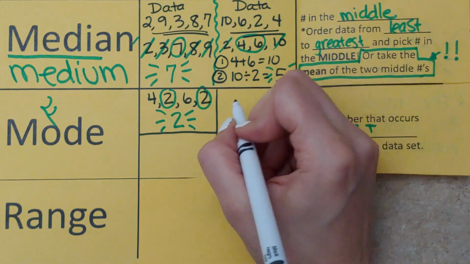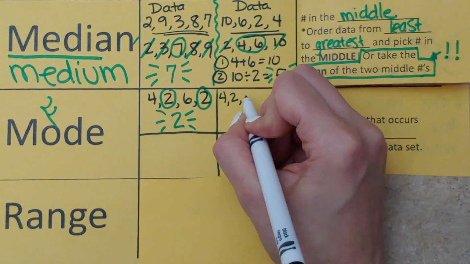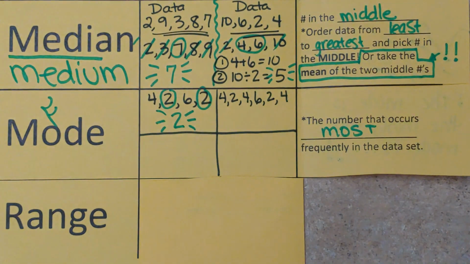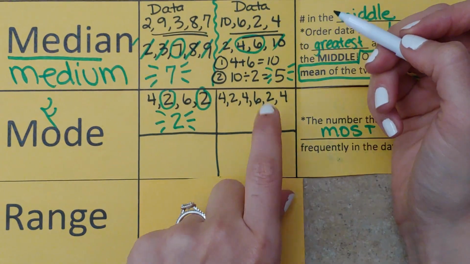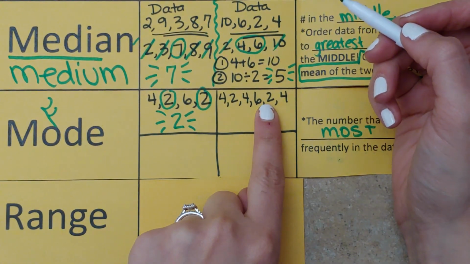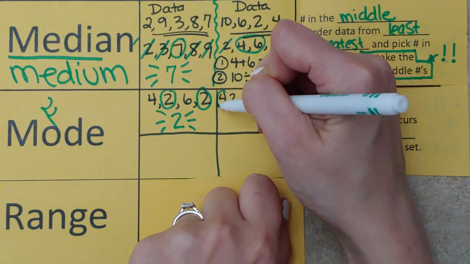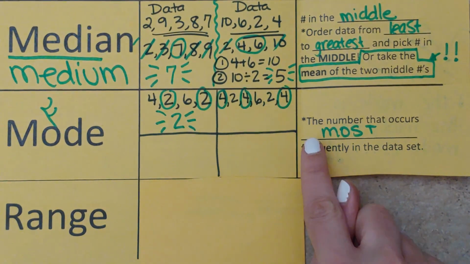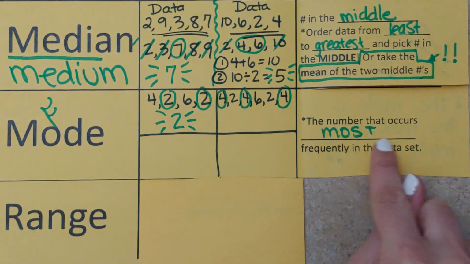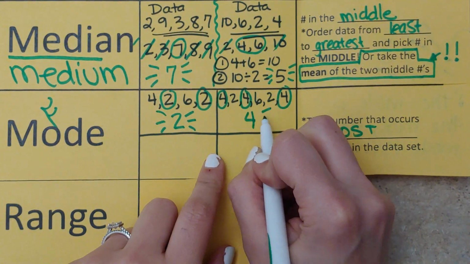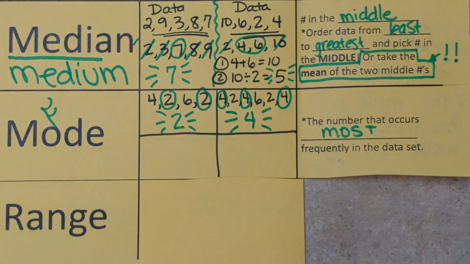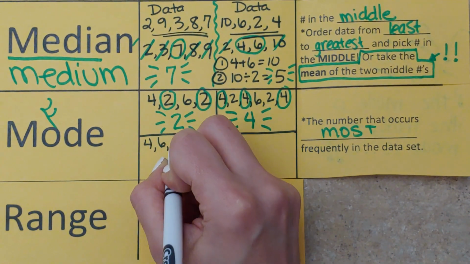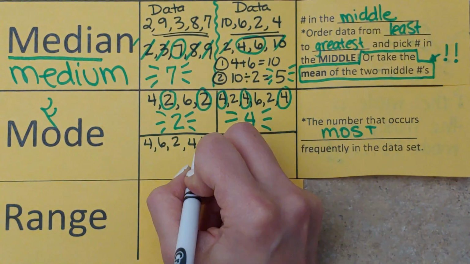Let's try another. Let's do 4, 2, 4, 6, 2, and 4. Well, 2 appears 2 times, but 4 appears 3 times. So although 2 repeats, the number that appears the most frequently is 4 because we see it 3 times.